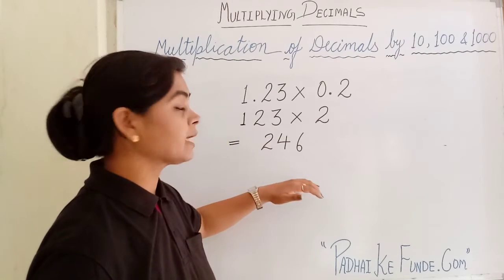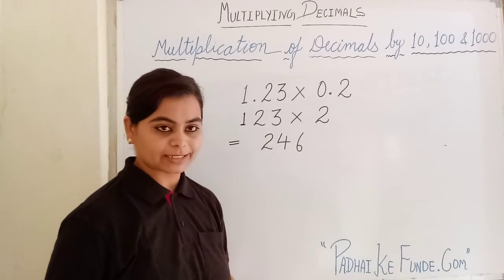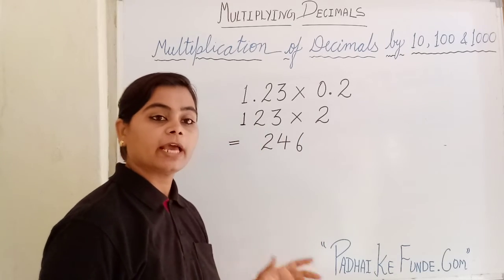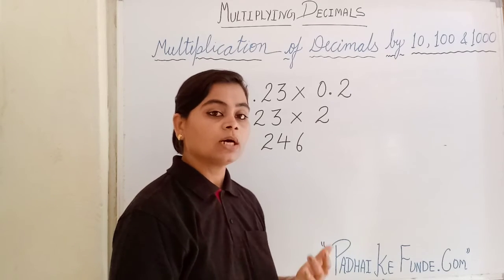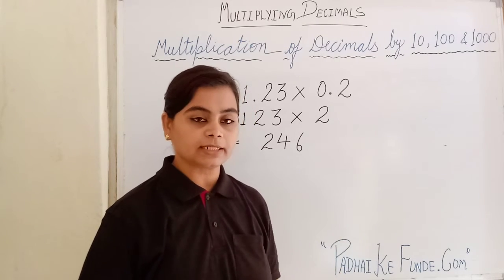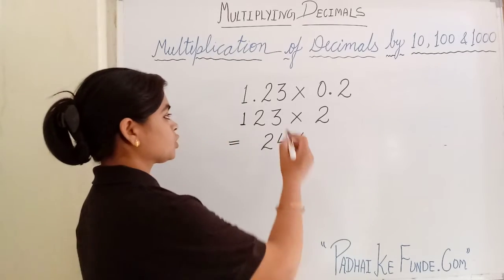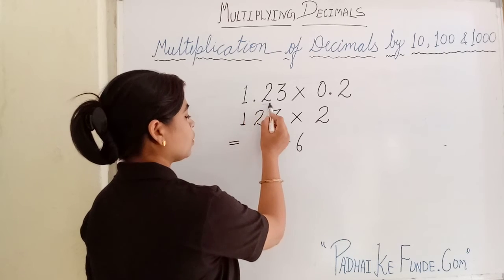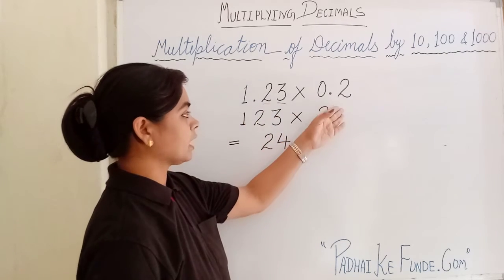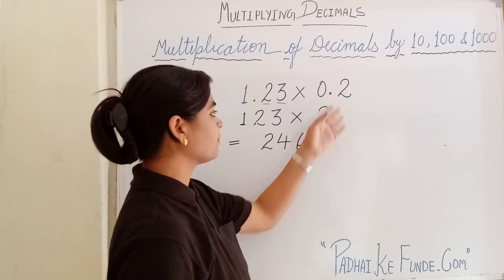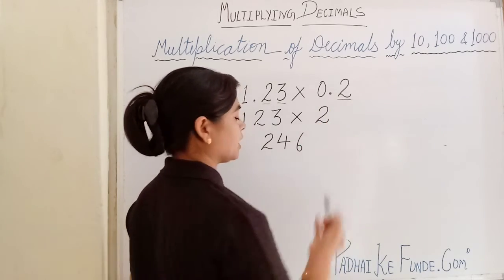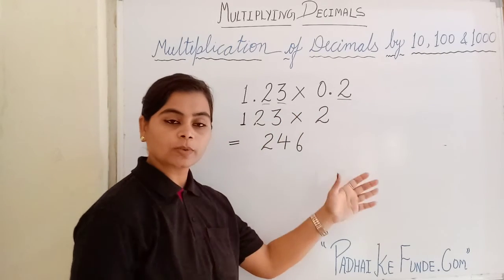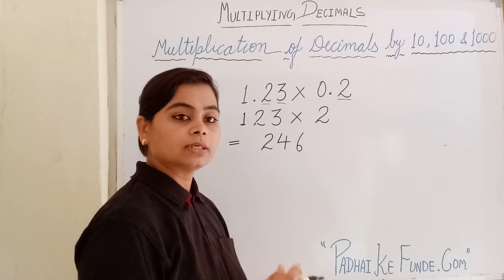Now the last thing is to place the decimal at the correct place. For this what to do? For this we will see the numbers given in the question and we will count overall how many digits are there after the decimals including both the numbers. So first we see our first decimal number. After the decimal we have 1, 2 digits. Now see the second decimal number. Here after the decimal we have 1 digit. So overall 1, 2, 3. So in this multiplication overall we have 3 digits after the decimal.